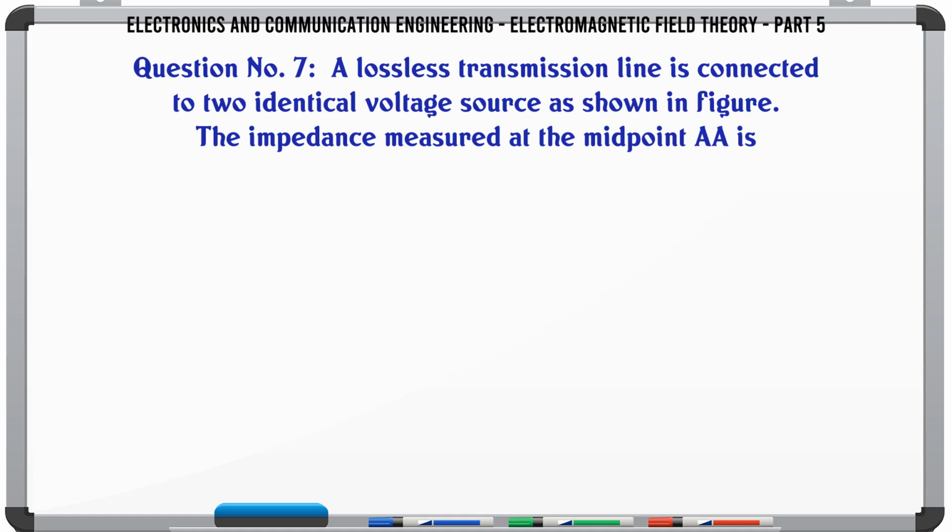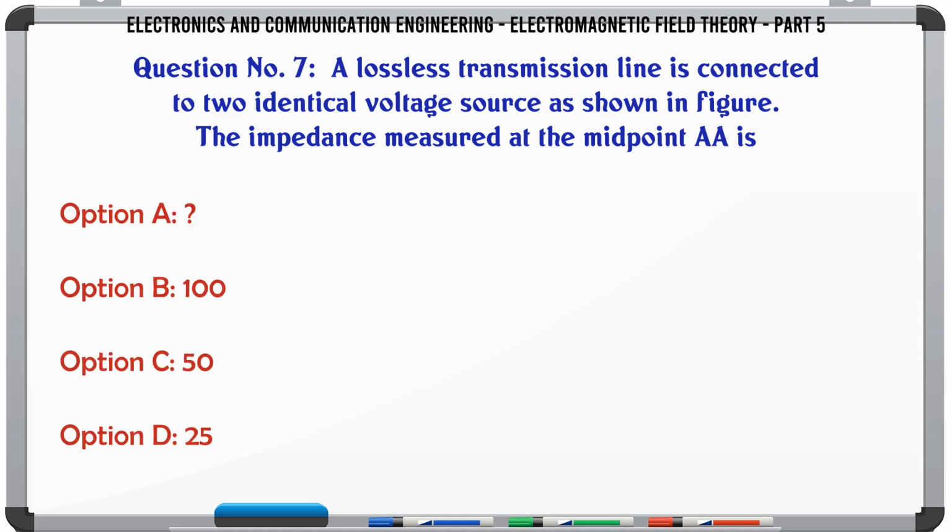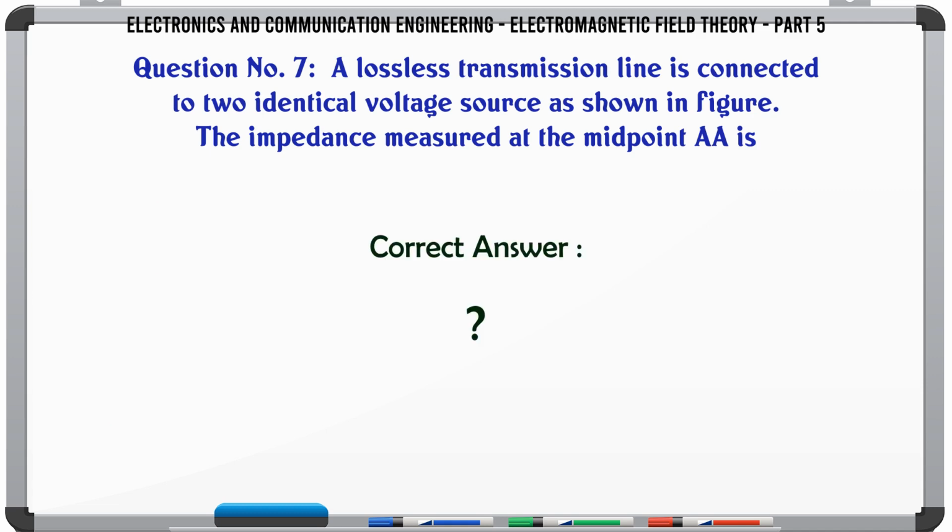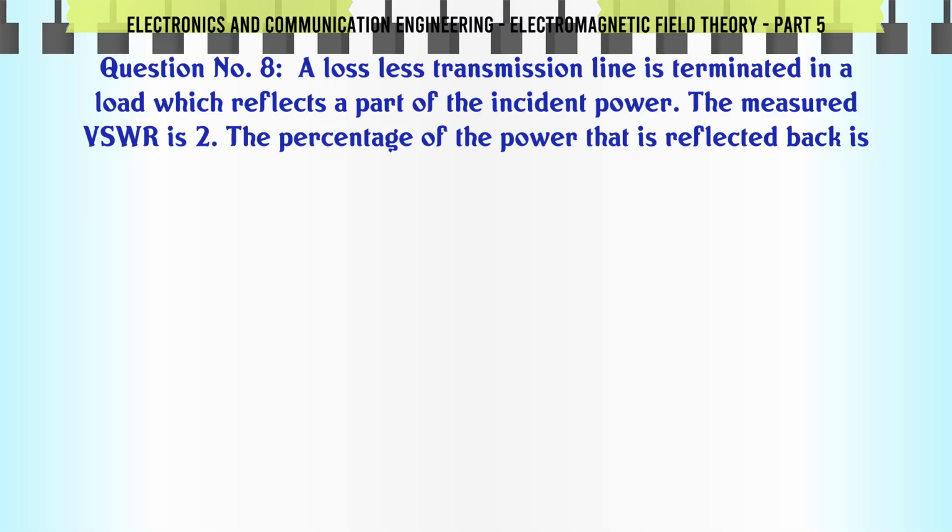A lossless transmission line is connected to two identical voltage sources as shown in figure. The impedance measured at the midpoint is A. 200. B. 100. C. 50. D. 25.